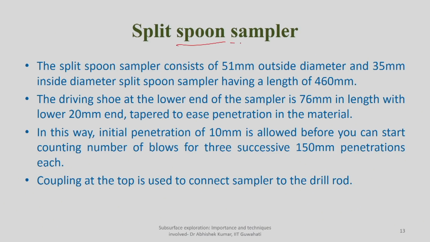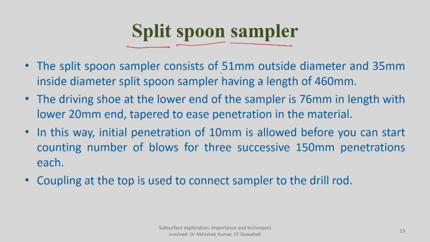So what are the properties of that sampler? Since you are putting it into the soil and bringing it onto the surface, it is just like a spoon. You put it in, bring it onto the surface, and then split it. As the name suggests, it is a spoon particularly used for sampling, and once you bring it onto the surface and split it, it gives you the soil sample.